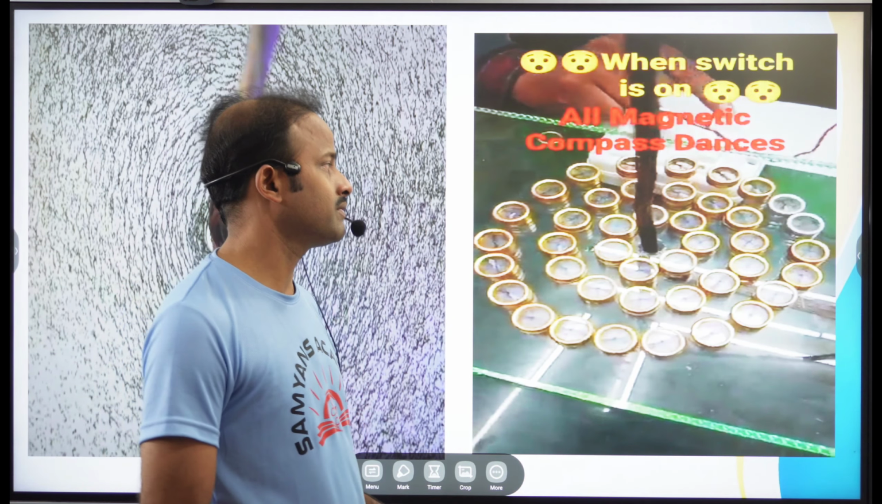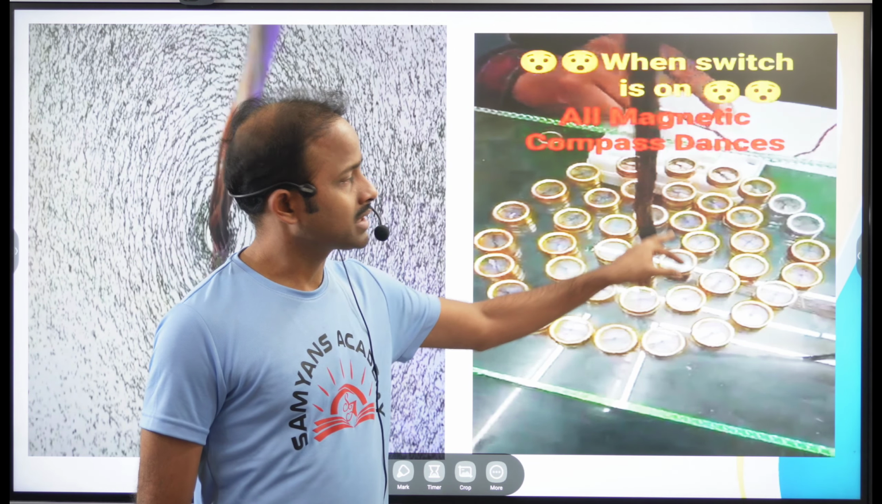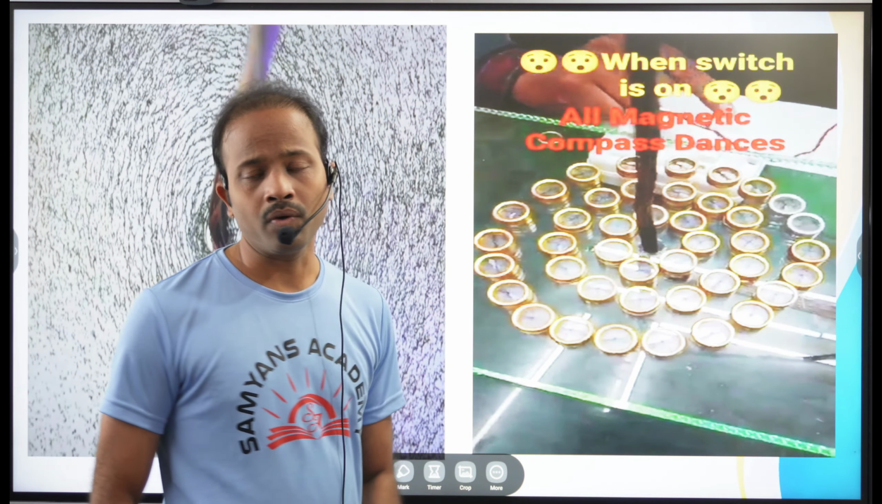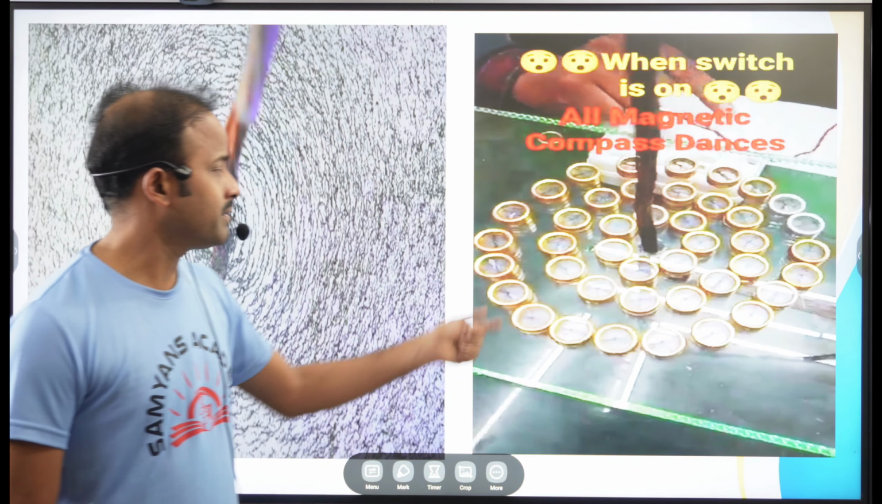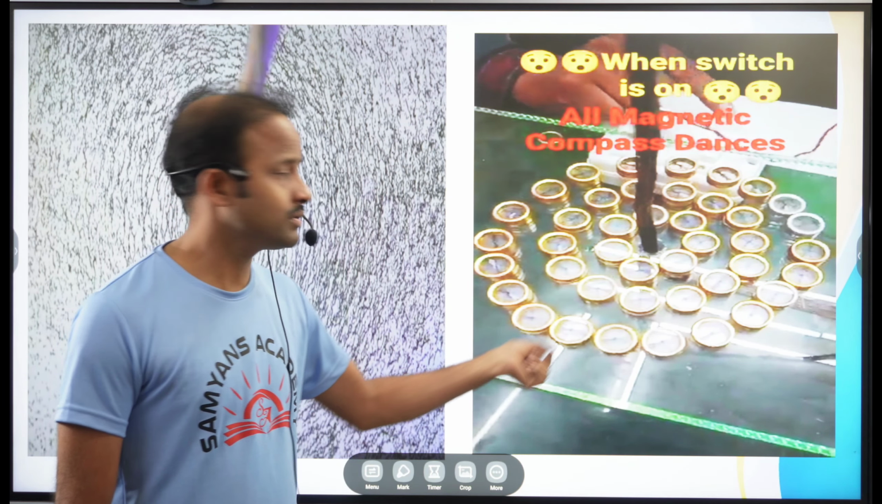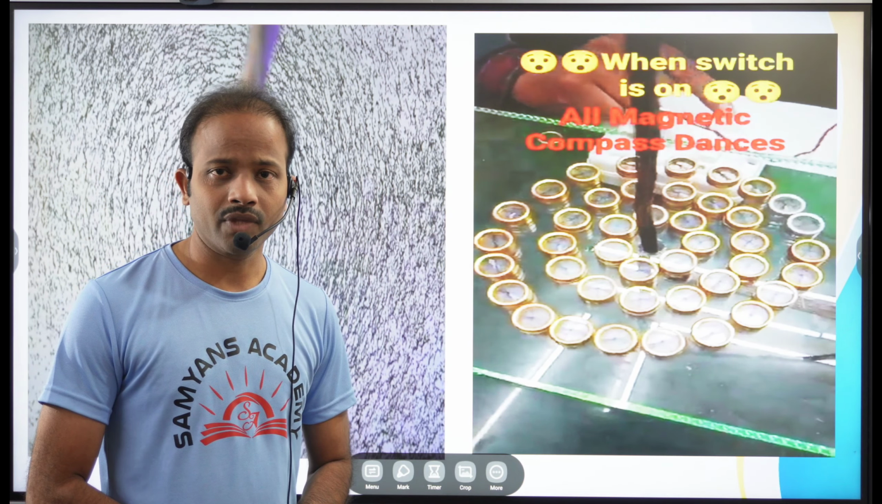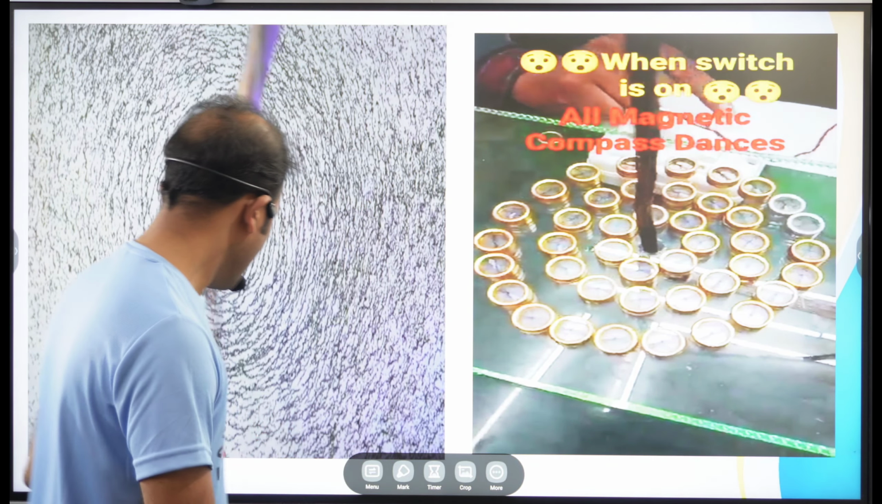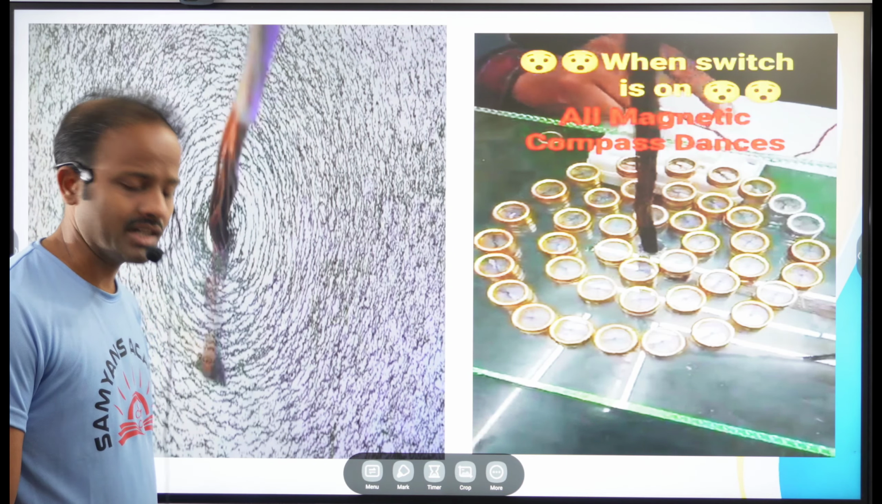So from this we can confirm that near the conducting wire, the field strength is more, right? When you move away from the conducting wire, the field strength is less. The field strength is reduced when you increase the distance from the conducting wire. This is the second activity. So let us see one more activity. Already we discussed it in the NCERT experiment.